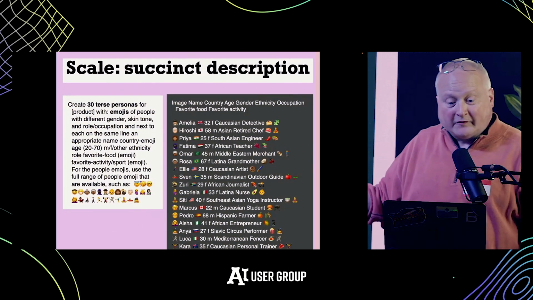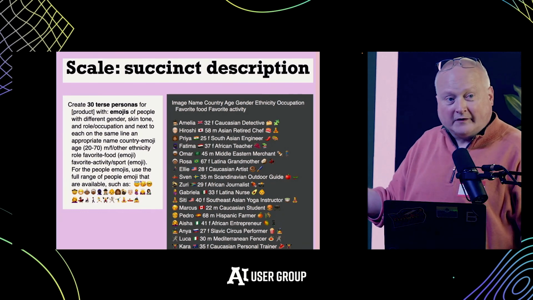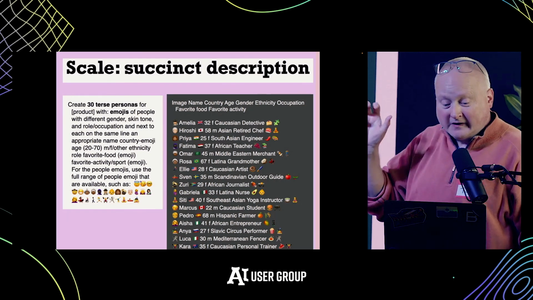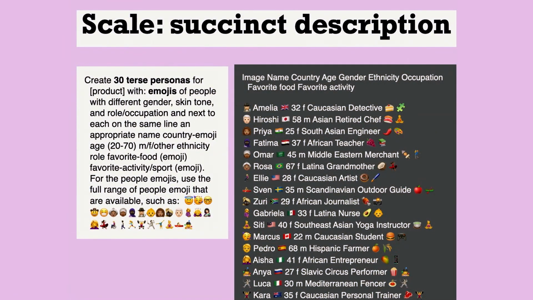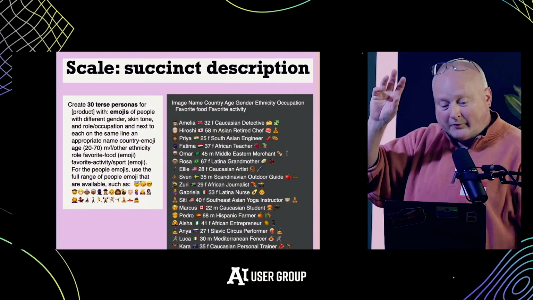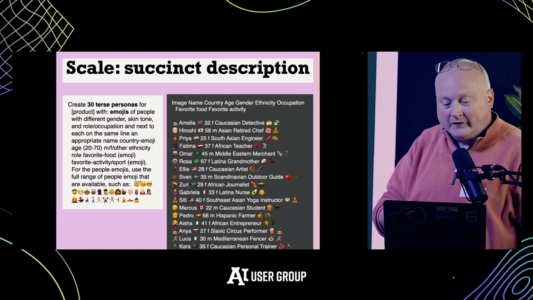Here's another way of approaching scale and a fun way of approaching persona generation. This creates 30 terse personas. They're very condensed, and I used emojis to make it faster. We're not going to need to generate pictures of these people because we have their emojis on the left. You can represent quite a wide variety of people with emojis. Emojis have gender and skin color options, and you can have different ages, so you can set these demographic profiles and represent them pretty well.